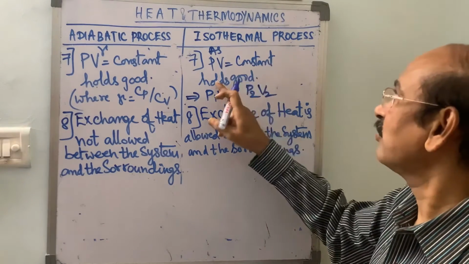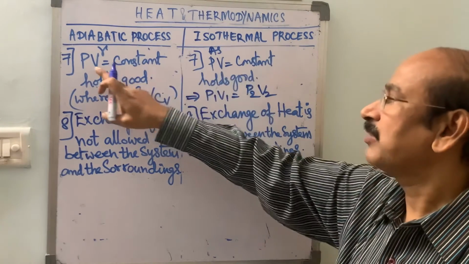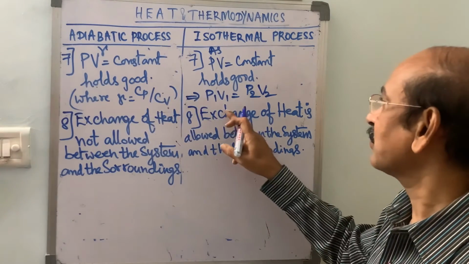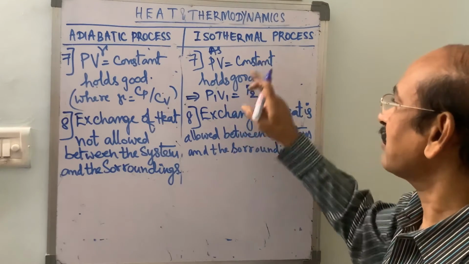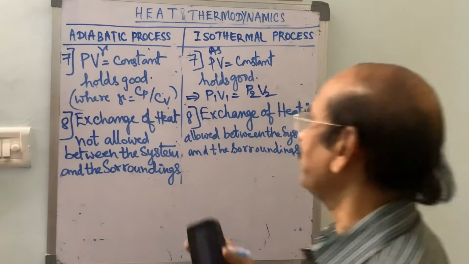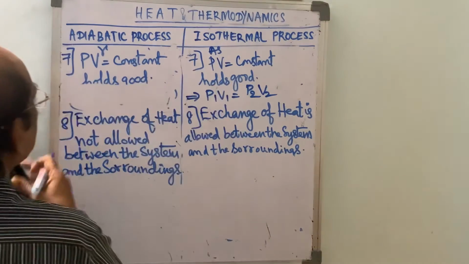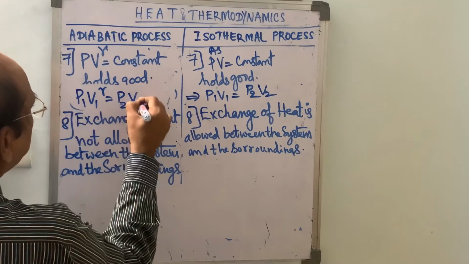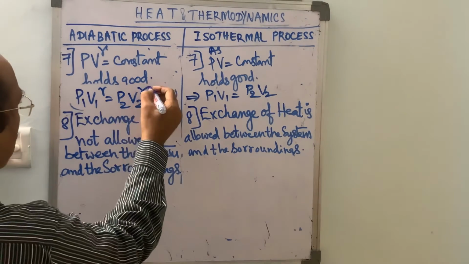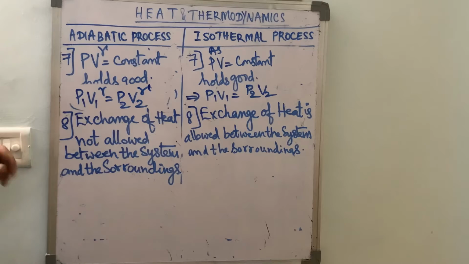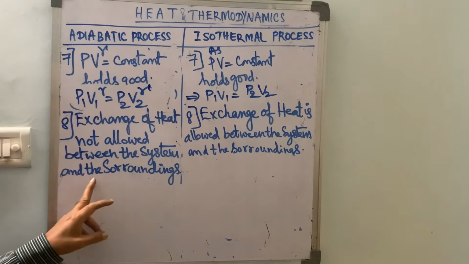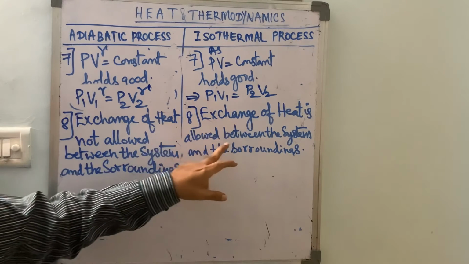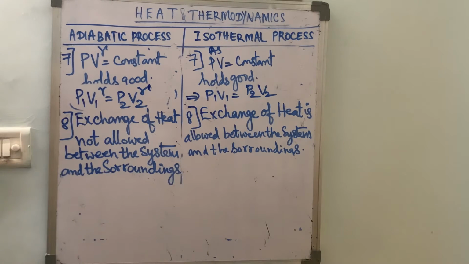PV equal to constant holds good for isothermal process, and PV to the power gamma equal to constant holds good for adiabatic process. So in isothermal process, P1 V1 equal to P2 V2, whereas in adiabatic process, P1 V1 to the power gamma equal to P2 V2 to the power gamma equal to some constant K. And the exchange of heat is not allowed between the system and surroundings in adiabatic process, whereas in isothermal process, exchange of heat is allowed between the system and the surroundings.